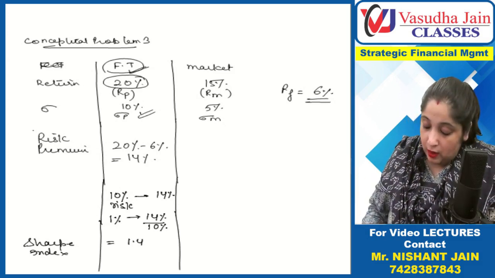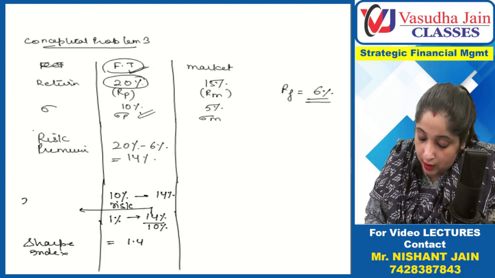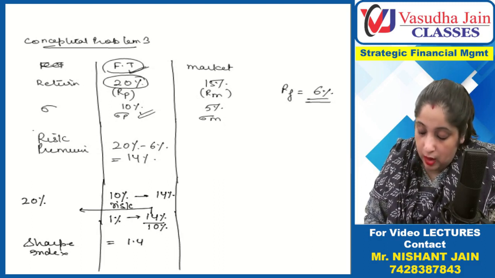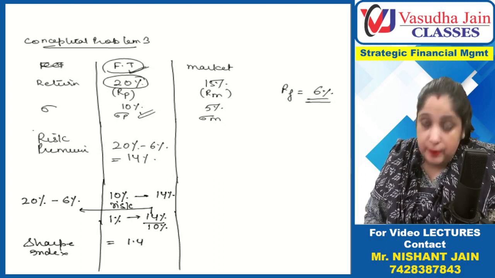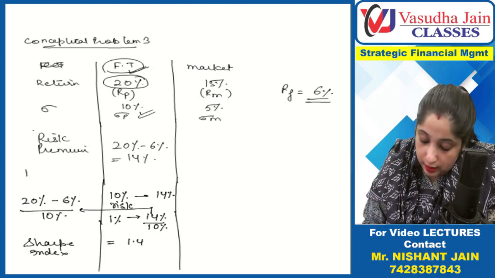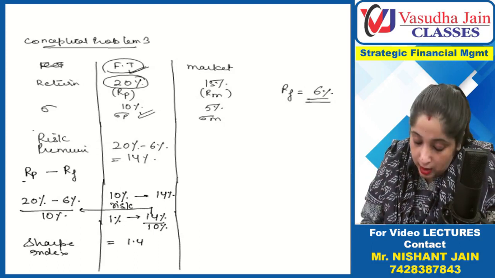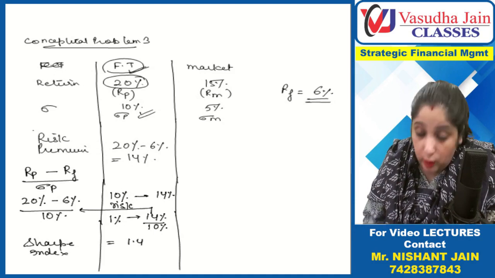Why? What is this 14% divided by 10%? You have subtracted 6% from 20%, then divided by 10%. Now what is this 20%? This is the return from your portfolio minus the return from the risk-free rate. This represents risk premium divided by total risk of the portfolio.